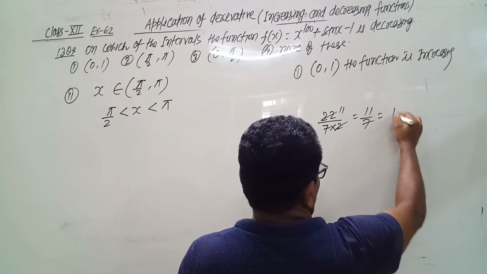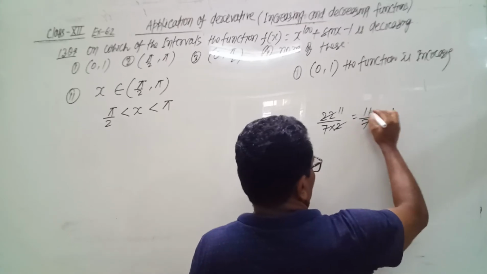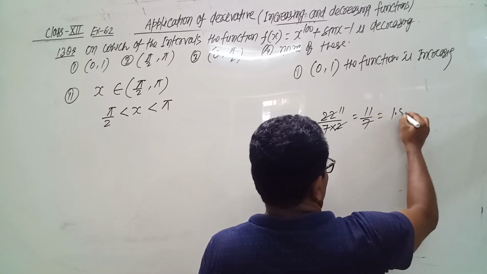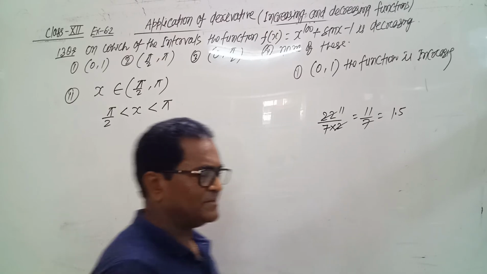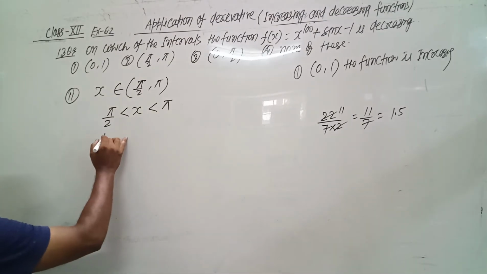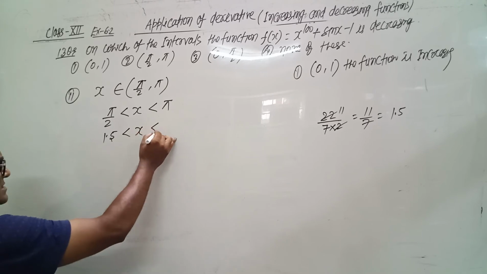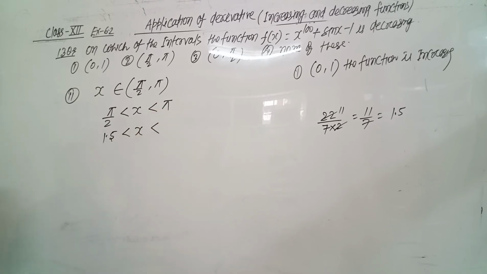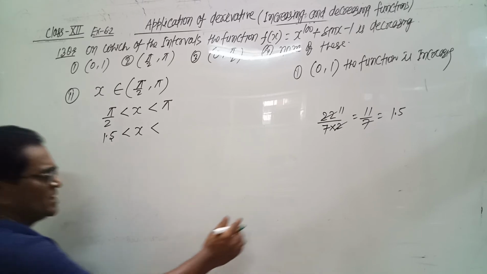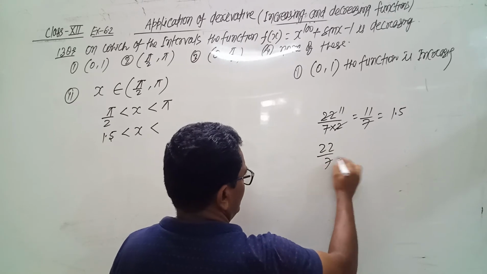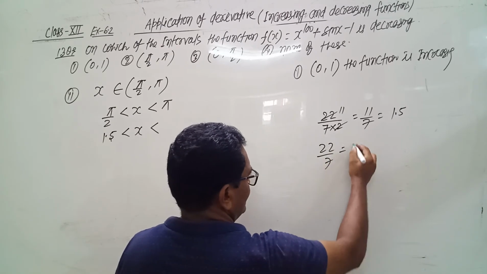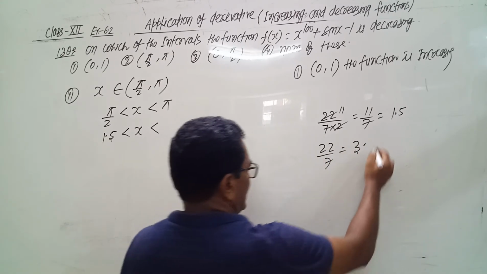1 point something, 7, 5... 1.5. Its value comes to be 1.5. Is less than x, is less than the value of pi. What is the value of pi? 22 by 7. 22 by 7 means 3.1.